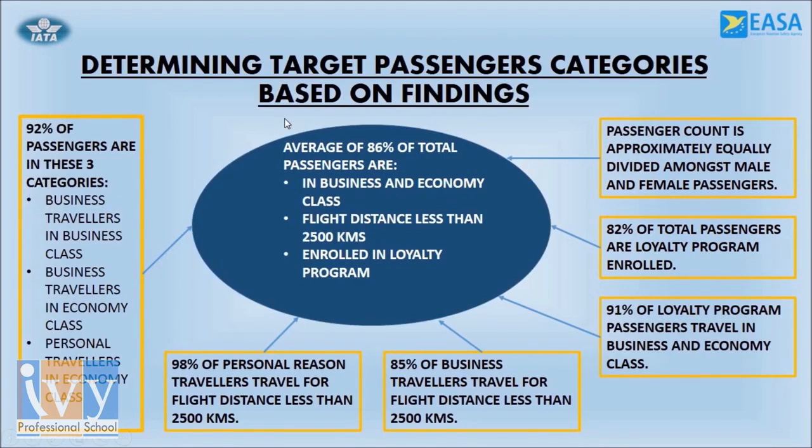So that brings us to this conclusion: determining the target passenger categories based on the findings. Whatever findings we have got, I've mentioned over here. What is the final outcome that we got from the findings? An average of 86% of the total passengers travel in the business and the economy class, they travel for less than 2,500 kilometers, and they are enrolled in the loyalty program of the particular airline. So our target passengers are right here in this category.